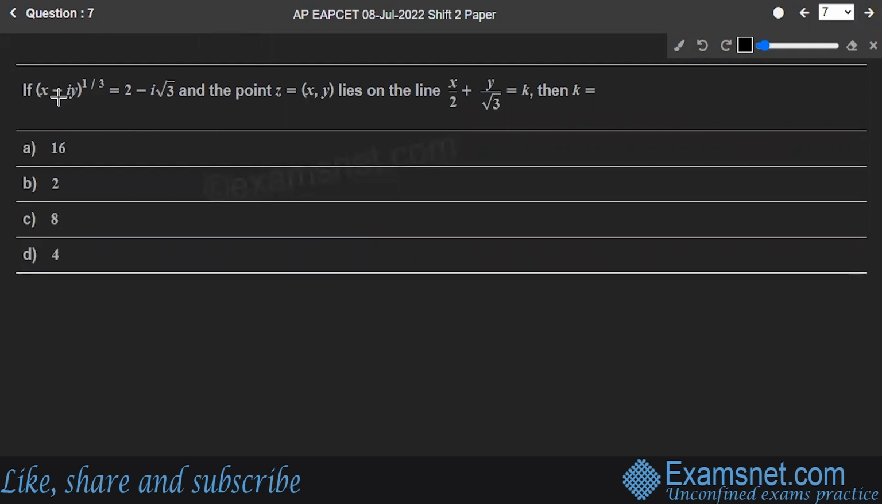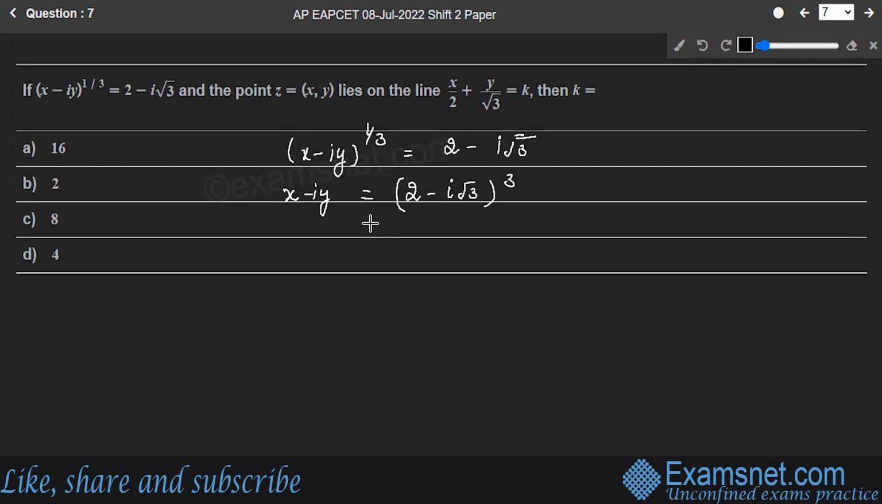If (x minus iota y) raised to power 1 by 3 is equal to 2 minus iota root 3, and this point lies on the line given, then the value of k is what? Let's write down: (x minus iota y) raised to power 1 by 3 is equal to 2 minus iota root 3. This is given to us. So let's do the cubing on both sides. You will have x minus iota y is equal to (2 minus iota root 3) whole cube.